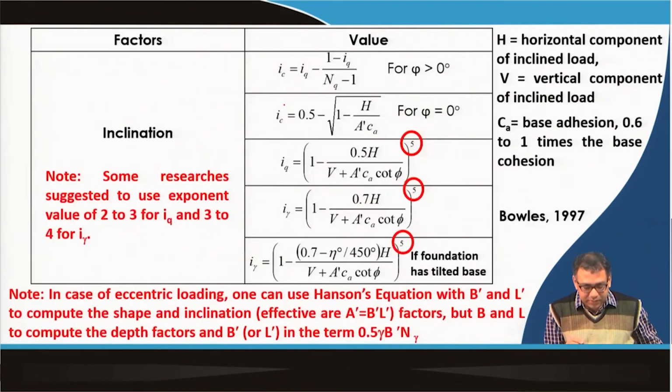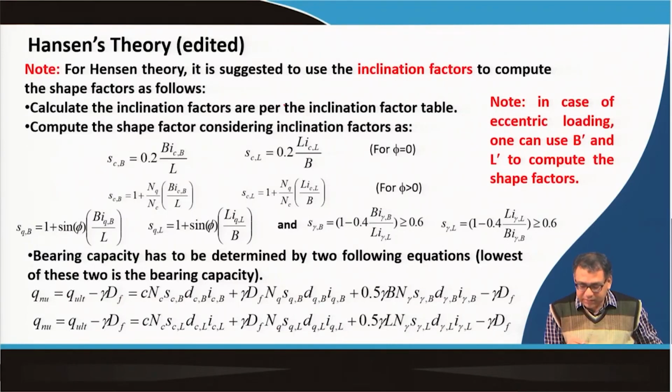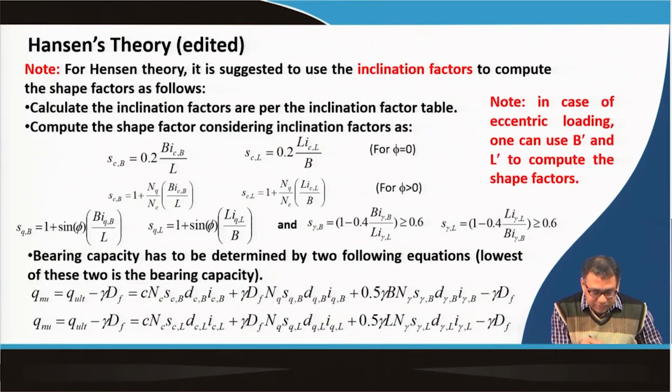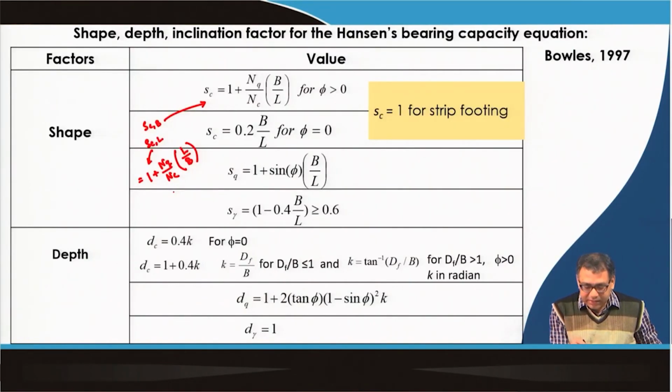Okay. So, now we have to multiply by ICB. That means, first you have to calculate these inclination factors, then multiply that inclination factor with the respective terms in the shape factor. Initially, the shape factor table can be used if loading is perfectly vertical. You cannot use this table to calculate the shape factor if loading is inclined or a horizontal load is present, as per Hansen.